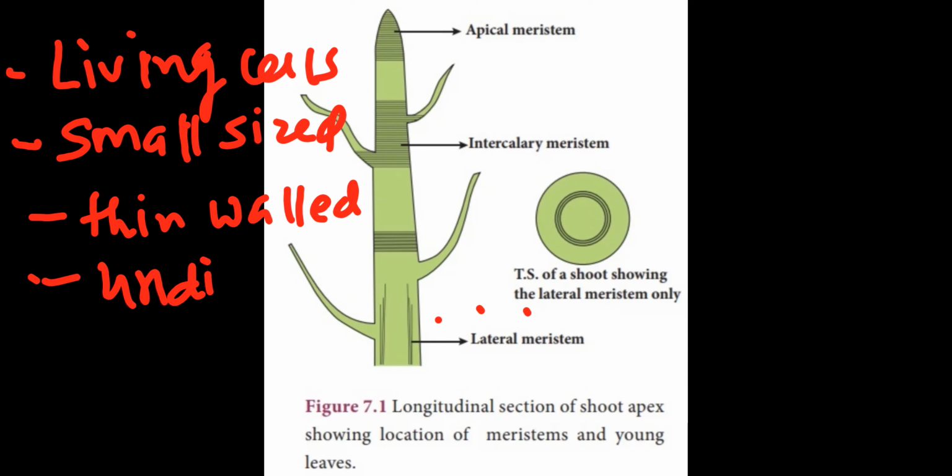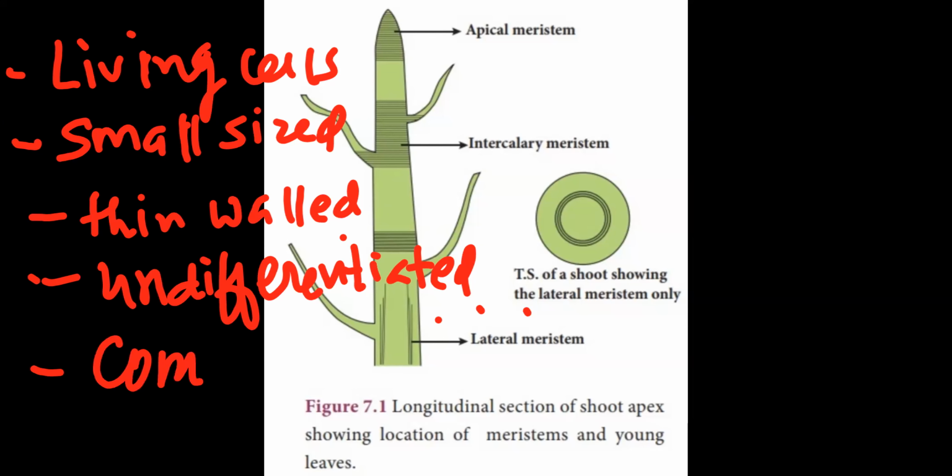They are undifferentiated, which means in context of a plant body, they are neither parenchyma, collenchyma, sclerenchyma, chlorenchyma, nor xylem fibers or xylem vessels, nor phloem sieve cell, sieve tube, companion cell. Just like embryo cells, which are part of the body but are not differentiated. This kind of nature they have, they are undifferentiated. They can transform into different types of cells of the body. These are the meristematic cells. Compactly arranged. Already I have mentioned.